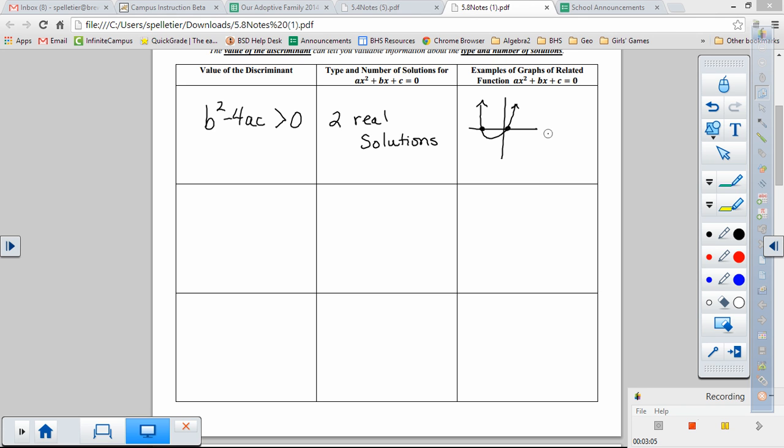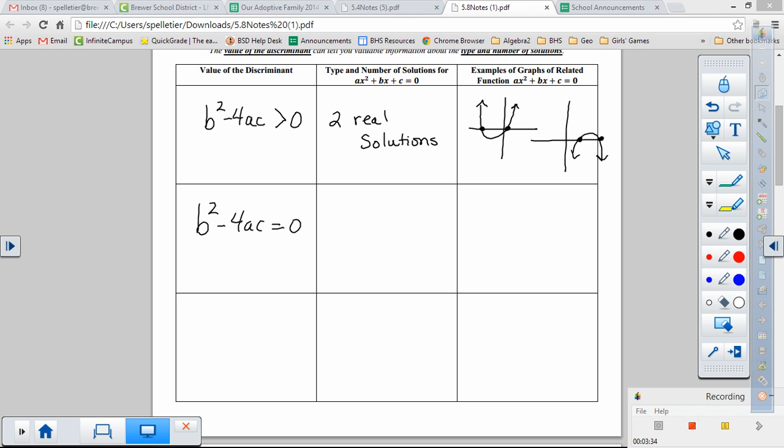Remember, your quadratic could also be heading downward. Maybe it's going this way. And these are your 2 points. It doesn't always have to be part on the left or part on the right of the y-axis. It can be anywhere on the x. So it's all the way across left or right, up or down, but you have 2 significant spots where it crosses. b squared minus 4ac equals 0.